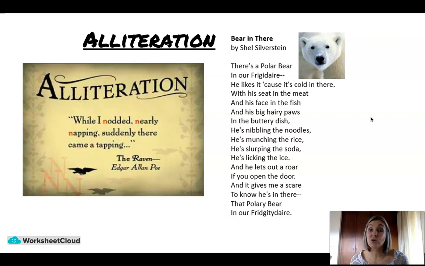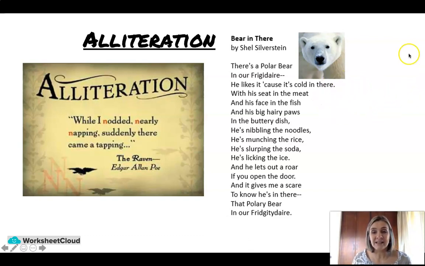He likes it cause it's cold in there. With his seat in the meat and his face in the fish, and his big hairy paws in the buttery dish. He's nibbling the noodles, he's munching the rice, he's slurping the soda, he's licking the ice. And he lets out a roar if you open the door, and it gives me a scare to know he's in there. That polar bear in our Frigidaire.